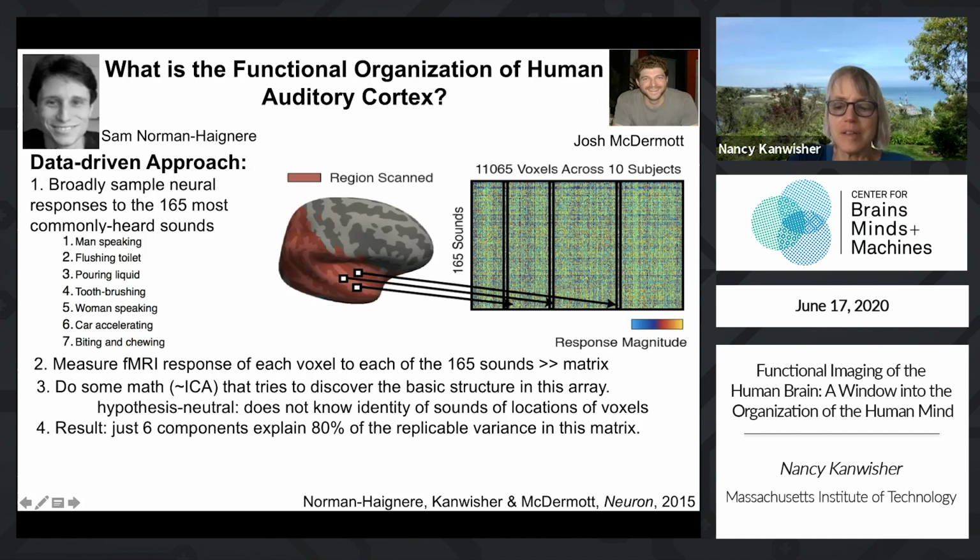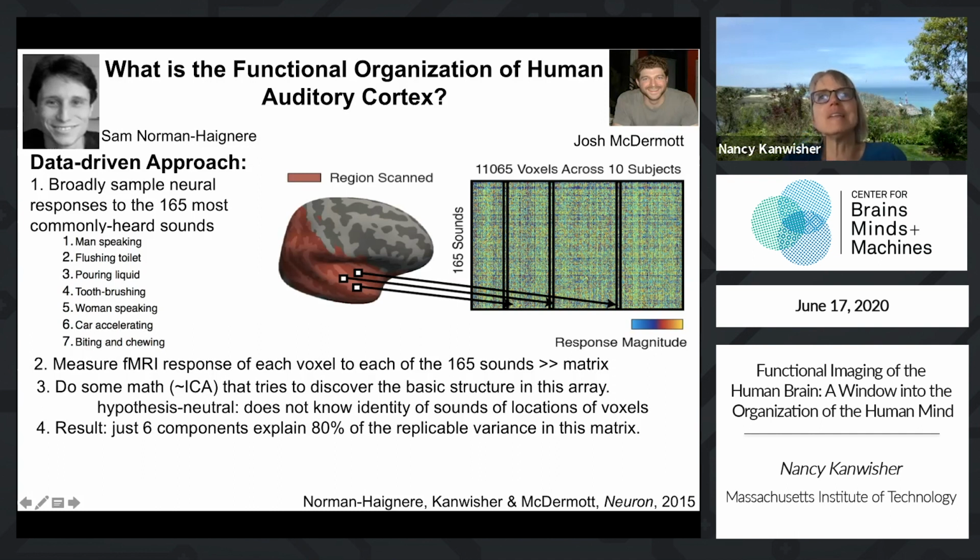this matrix. So what that means is that we have just 6 response profiles of the sounds, each of them paired with a set of weights across the cortex. And if you take those 6, you can reconstruct basically all of the structure in this matrix that's replicable.